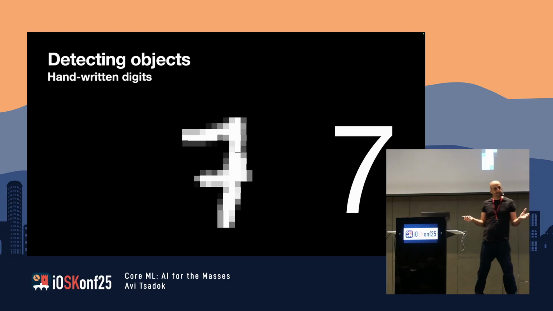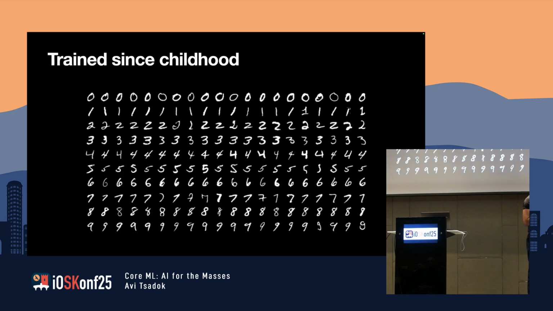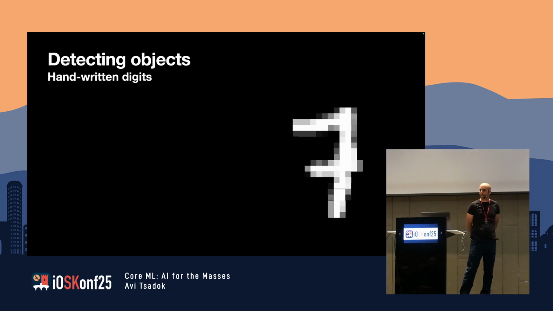Are you so talented? First of all, yeah. But that's because you've been trained to do that from childhood. You saw thousands or tens of thousands of images of handwritten digits, of 7s or letters. And that's what makes you so capable of looking at a new image of a handwritten 7, even if you've never seen it before, and still classify it as a 7. So how does a computer do that?